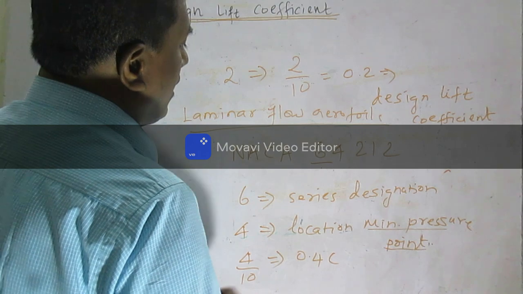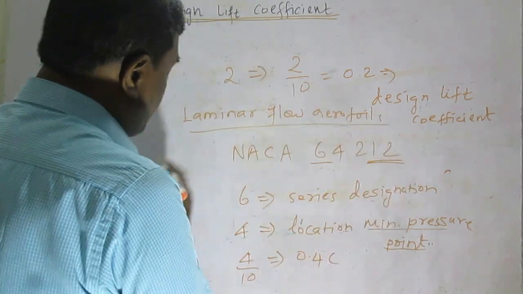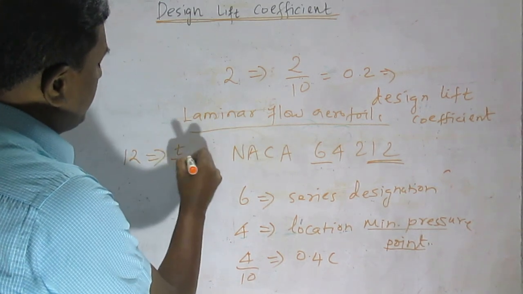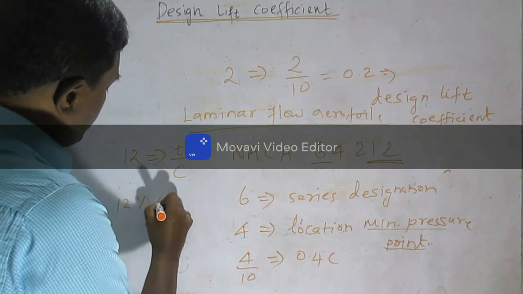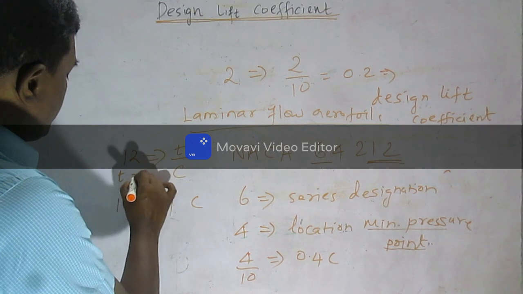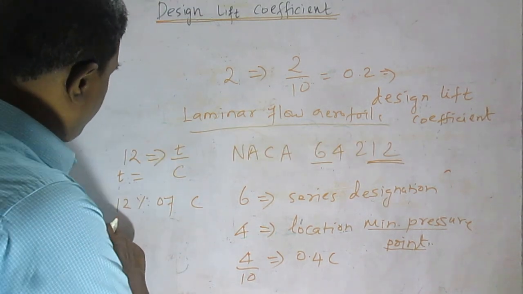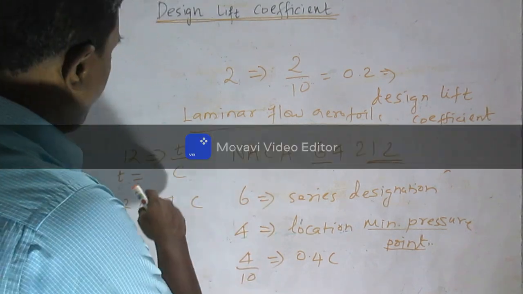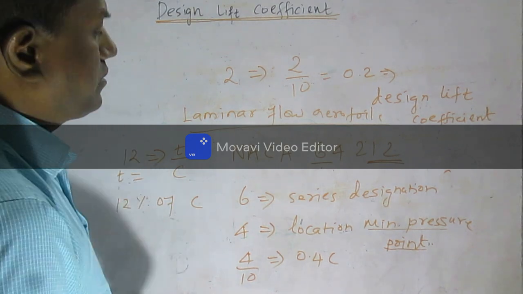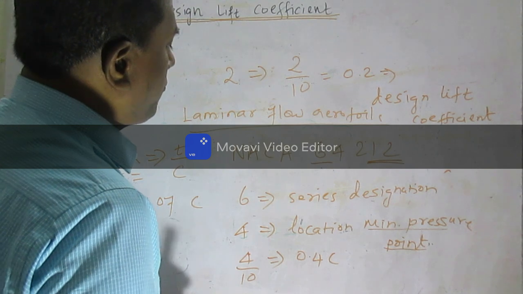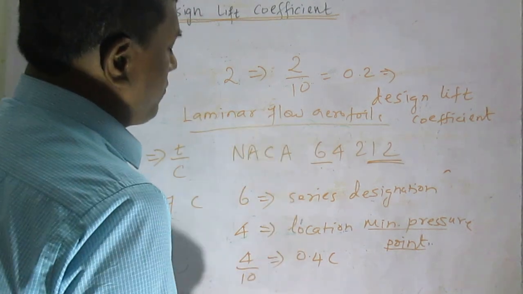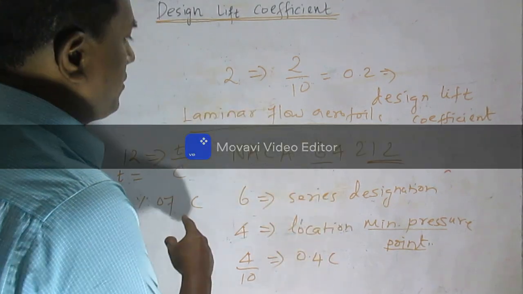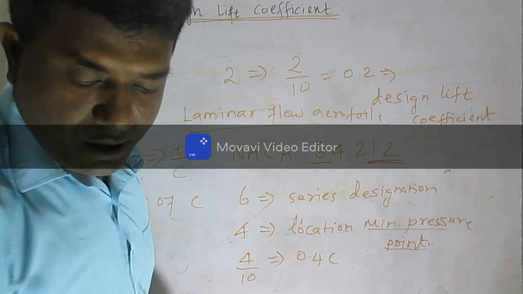In the last two digits, as usual, we have the thickness to chord ratio. 12 is the T by C, that means thickness is 12% of C. So always the last two digits represent the thickness to chord ratio, or maximum thickness in terms of chord length. In any NACA numbering system, whether a 4-digit, 5-digit or 6 series aerofoil, the last two digits indicate thickness to chord ratio, or maximum thickness in terms of chord.